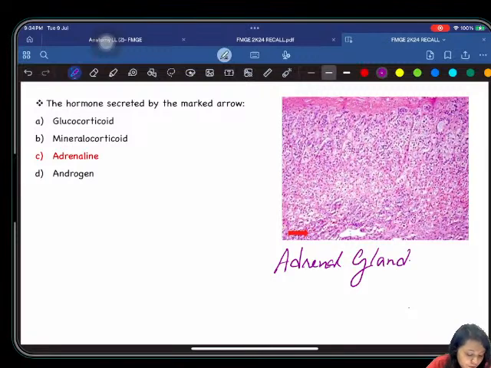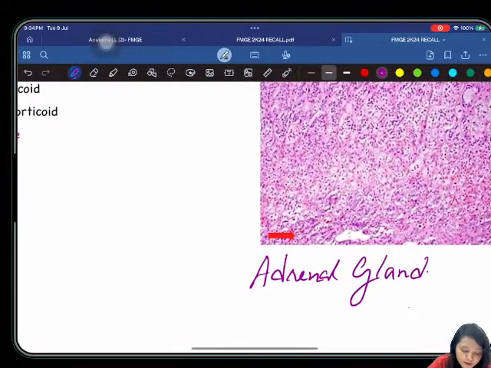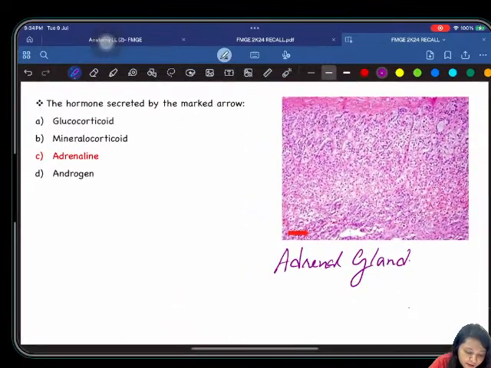Okay, now they have asked the hormone secreted by the marked area. So they have marked the area here. So you know that in the adrenal gland, you have the outer cortex, and the innermost area where you have blood vessels is the medulla.